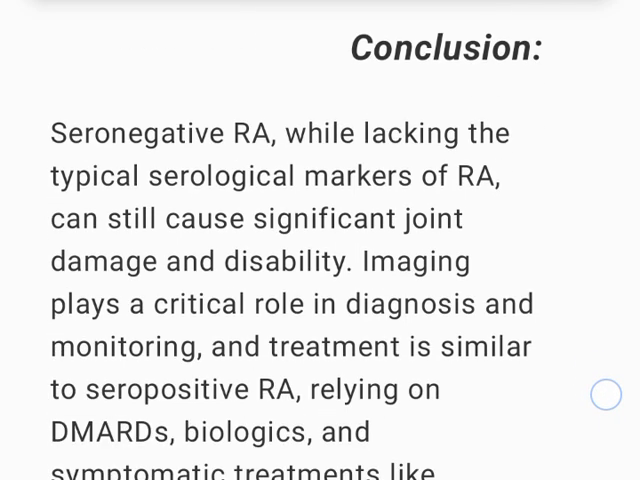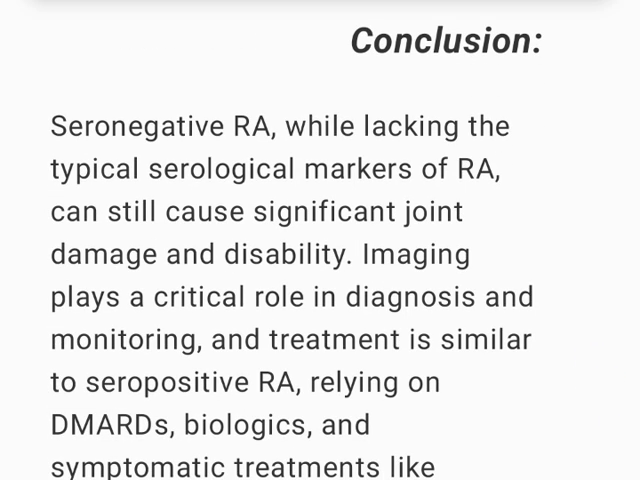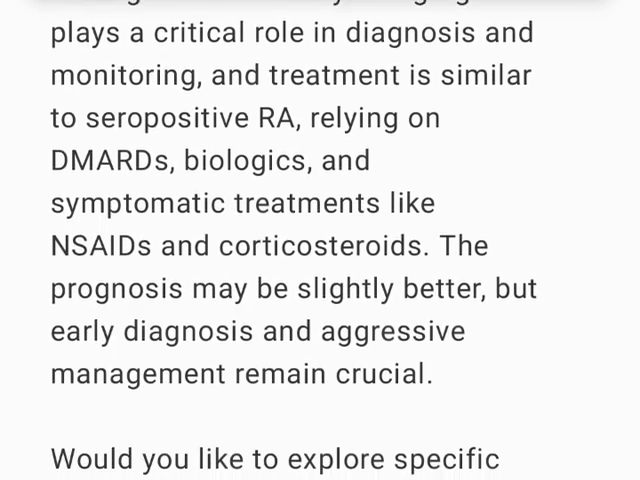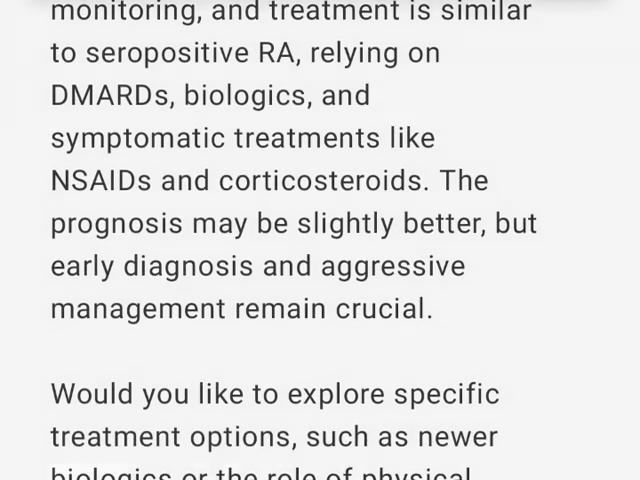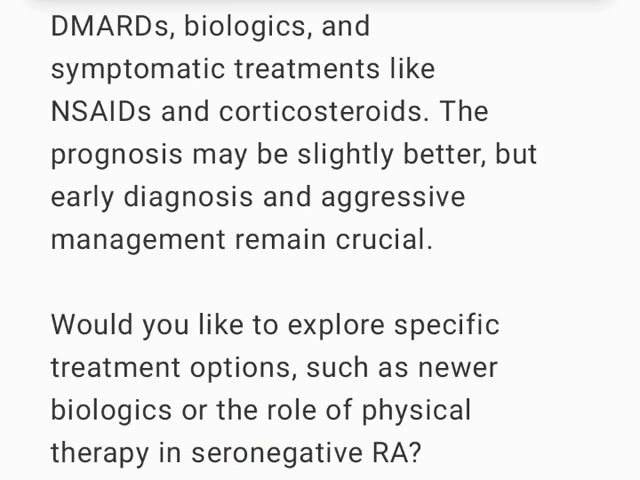Conclusion. Seronegative RA, while lacking the typical serological markers of RA, can still cause significant joint damage and disability. Imaging plays a critical role in diagnosis and monitoring, and treatment is similar to seropositive RA, relying on DMARDs, biologics, and symptomatic treatments like NSAIDs and corticosteroids. The prognosis may be slightly better, but early diagnosis and aggressive management remain crucial.